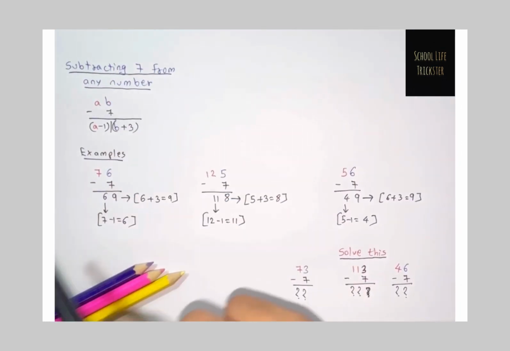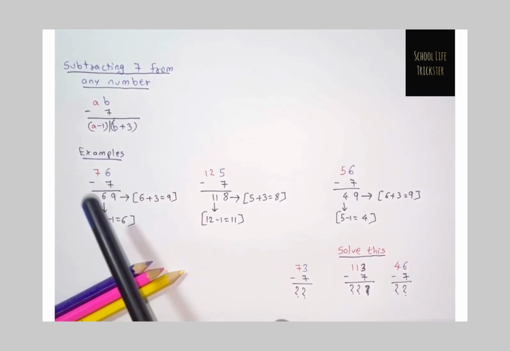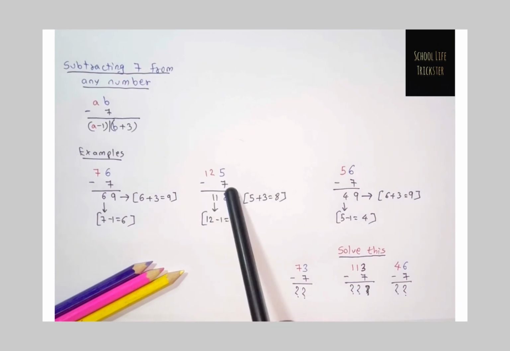Subtracting 7 from any number. AB minus 7, that is A minus 1 and B plus 3. Examples. 76 minus 7, the answer is 69. That is 6 plus 3 is 9 and 7 minus 1 is 6. That is 69. 125 minus 7 is 118.